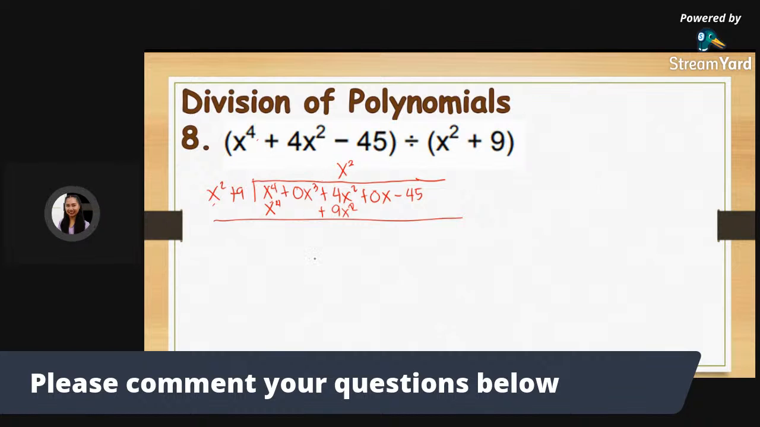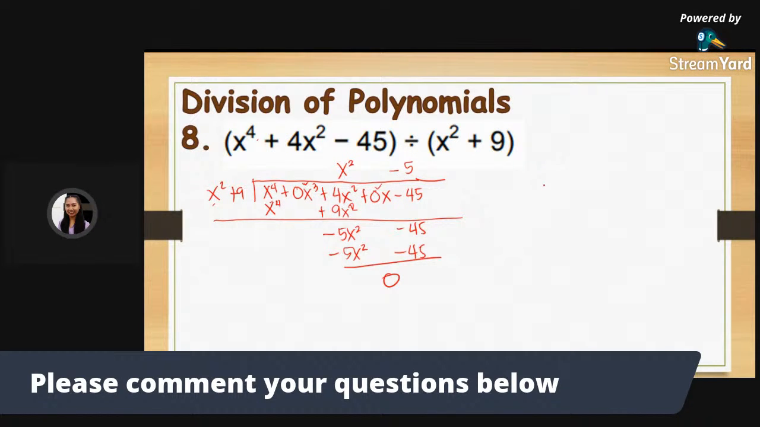Okay. So if we are going to subtract them, we get 4x squared minus 9x squared, we have negative 5x squared. Negative 5x squared divided by x squared is negative 5. Negative 5 times x squared is negative 5x squared. And negative 5 times positive 9 is negative 45. If you bring down negative 45 here, then our remainder is 0. So take note that this is very important when you are dividing polynomials, because if you don't put 0 there, you will never find the correct answer. Okay, so our correct answer is x squared minus 5.